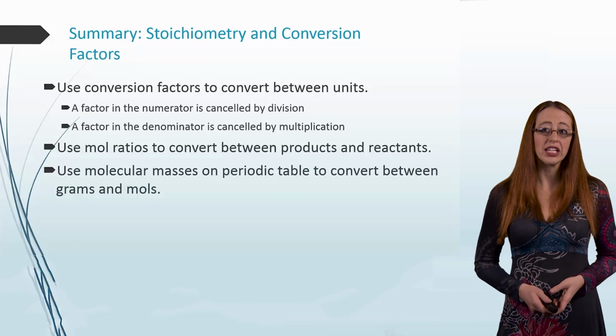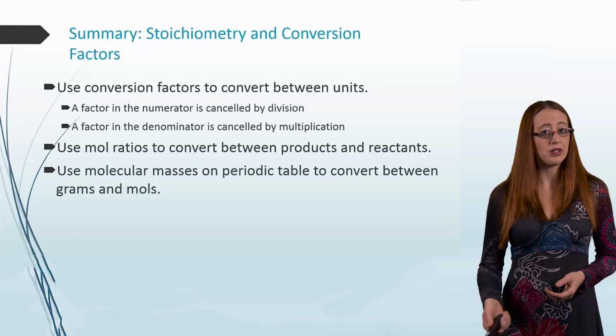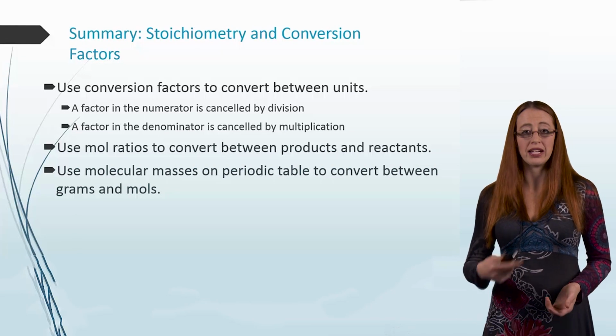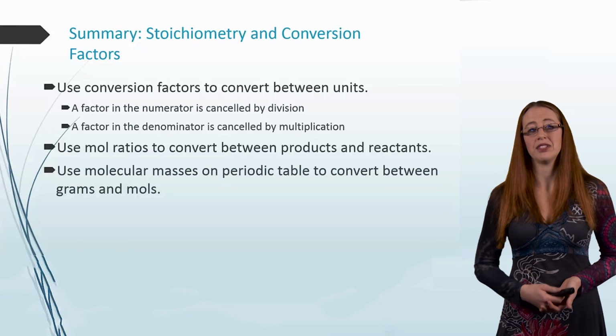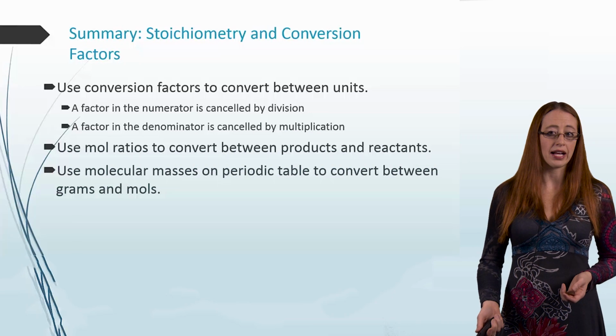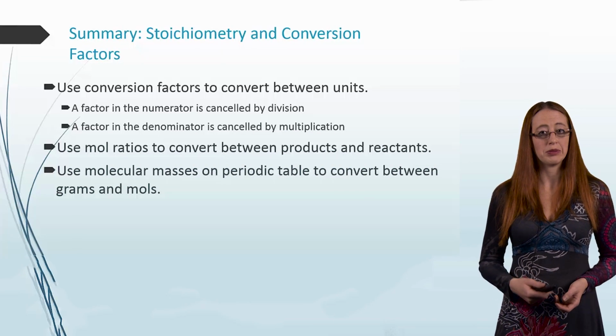So in summary, we can use conversion factors to convert between units. Anytime that you have a unit that's in the numerator, you cancel it by putting it in the denominator. Anytime you have a unit in the denominator, you cancel it by putting it in the numerator. We can use mole ratios to convert between products and reactants. And we can use the molecular masses on the periodic table to convert between grams and moles.